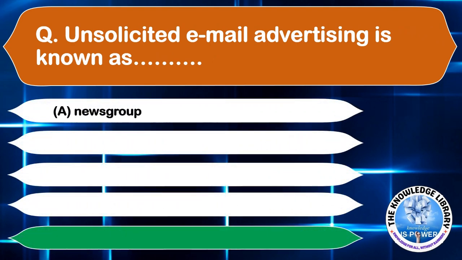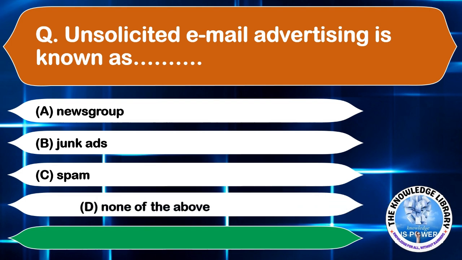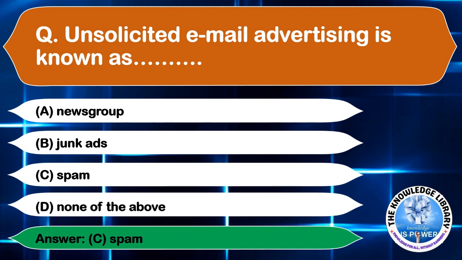The next question is unsolicited email advertising is known as option A news group, option B junk ads, option C spam, option D none of the above. The correct answer is option C spam.